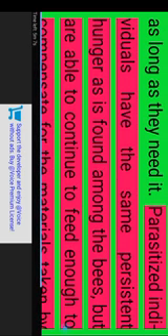However, in Polistes the food supply is not of limited quantity, and the larvae are thought to be provided with food as long as they need it. Parasitized individuals have the same persistent hunger as is found among the bees, but are able to continue to feed enough to compensate for the materials taken by the parasitoid. This leads to the larval stage being prolonged, and adult emergence is correspondingly delayed. In Fulgoridae, which are able to secure whatever added food is required, the parasitized individuals likewise show a retardation in development.